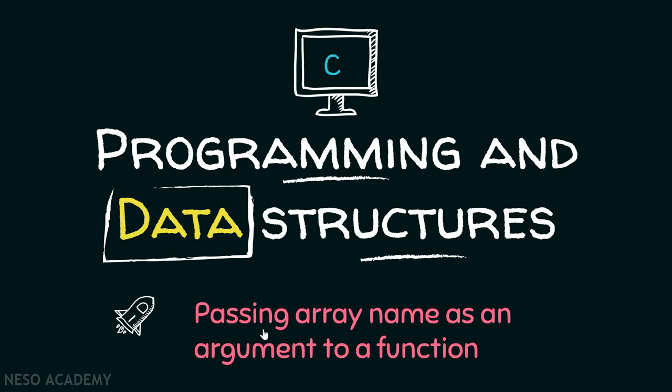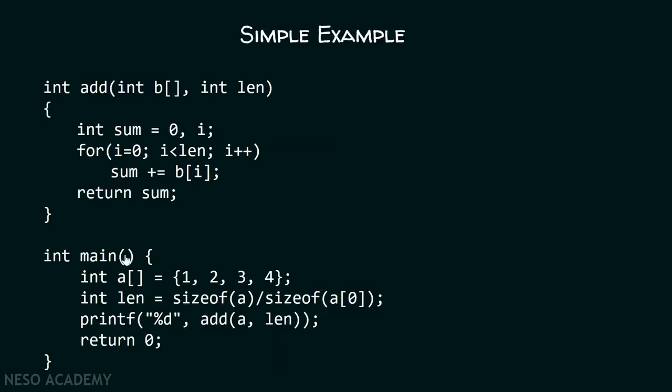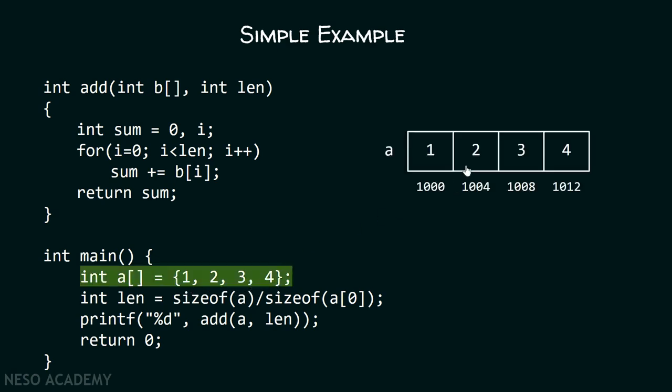In this lecture, I will show one program which helps us in understanding how to pass an array name as an argument to a function. So let's get started. Inside this main function, I have declared an array A and I have also initialized this array with 4 values, that is 1, 2, 3 and 4, and here is the pictorial representation of this array A, which consists of 4 elements.